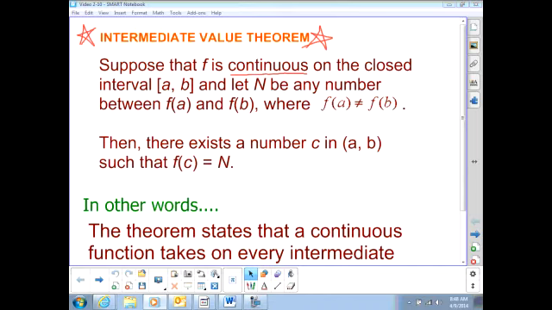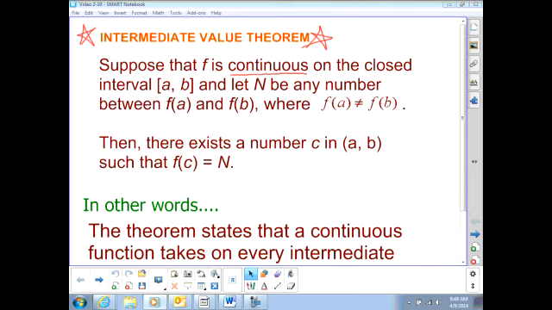Then there's going to exist a number c in the open interval a b. Now a and b are x values, so we're picking an x value in between the x values a and b. And we're guaranteed by this theorem that there will be a y value f of c that is equal to n. So in other words, in the open interval a to b, there will be some x value that when you plug it into your function will give us back any random y value we want in between f of a and f of b.